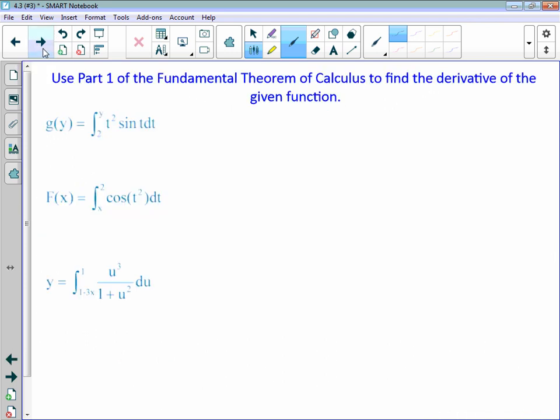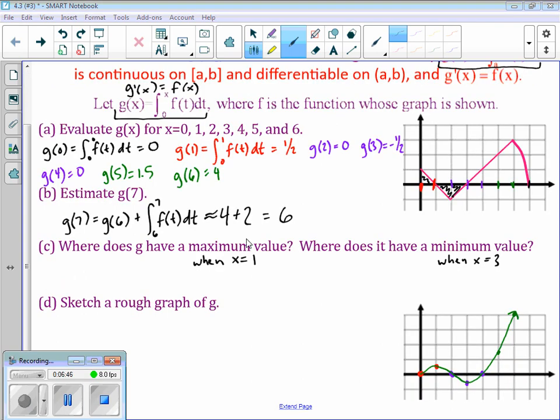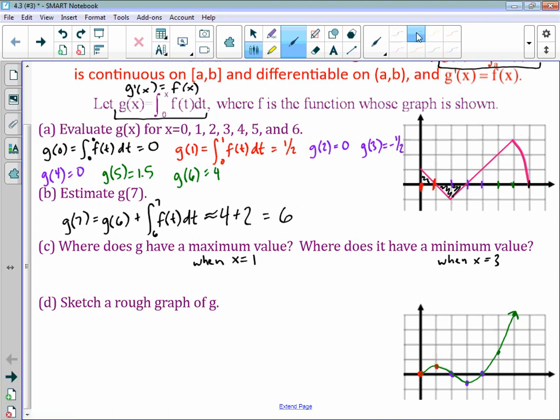Okay, let's go to the next page here. Okay, so back here where it says where does it have a max or where does it have a min, this should really say a relative or a local max or a relative or local min. Because if you look at this graph, does it have an absolute max? I mean, it possibly could, right? But we're not sure. And this is all we're given of this graph. So let's just switch that so it says relative. That's a good point there. Is everyone okay with that?